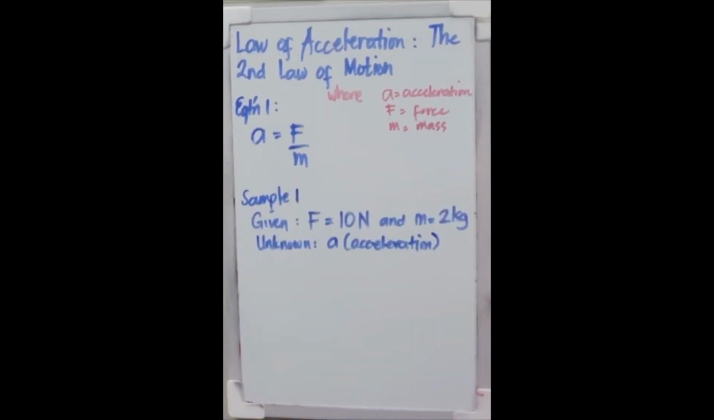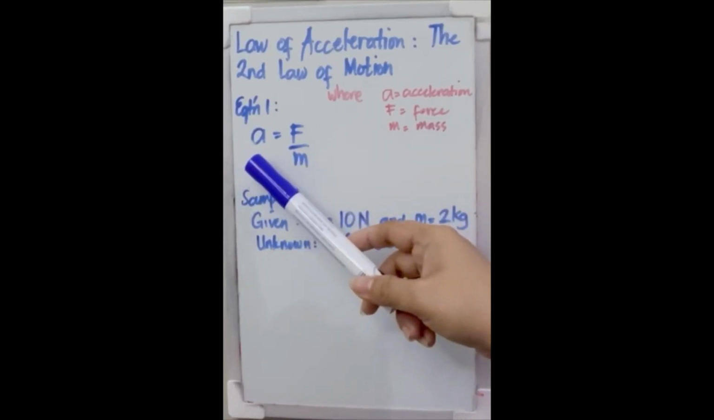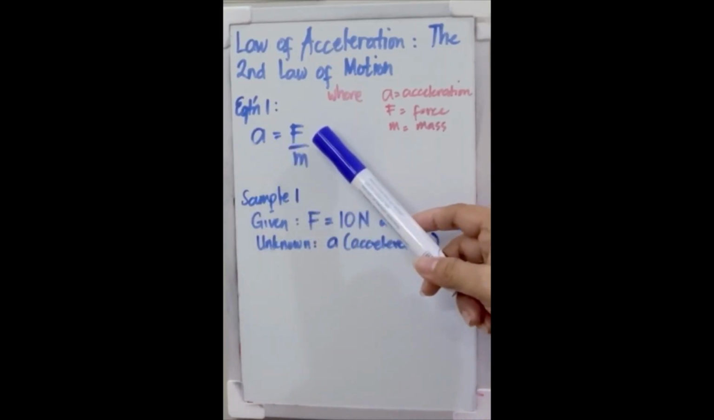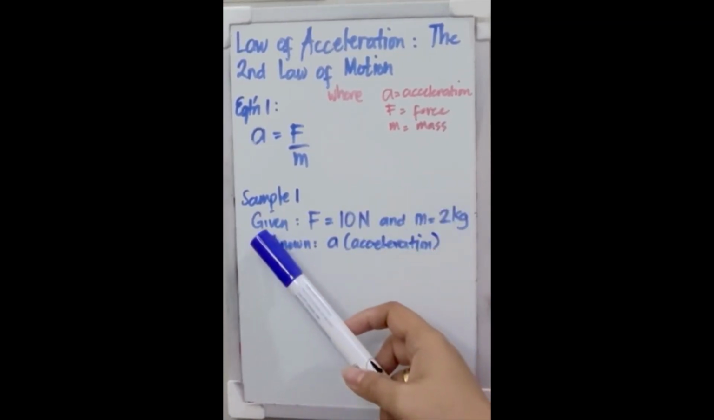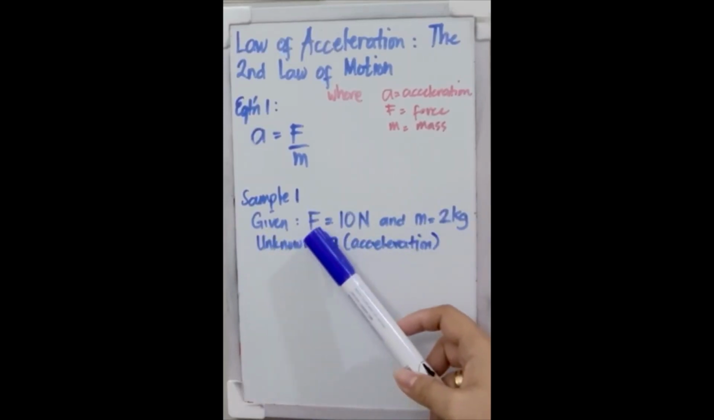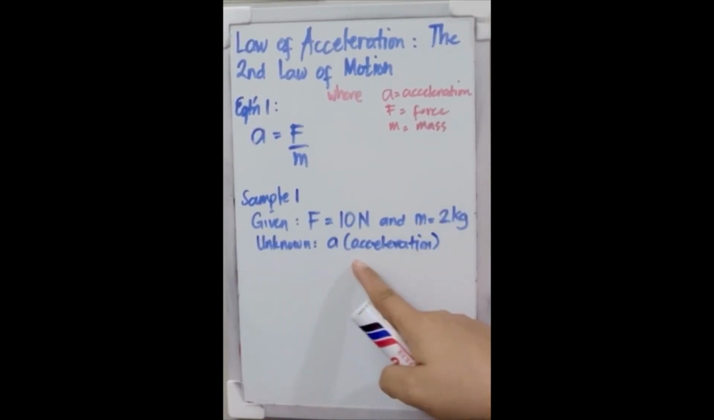Let's dive into the examples. First, we have equation 1 where A, the acceleration, is equal to the force F divided by the mass m. Say that we have a word problem with the given values here. The force is 10 newtons and the mass is 2 kilograms. You're going to find the value of the acceleration A.